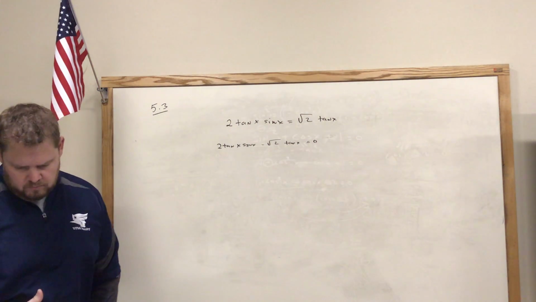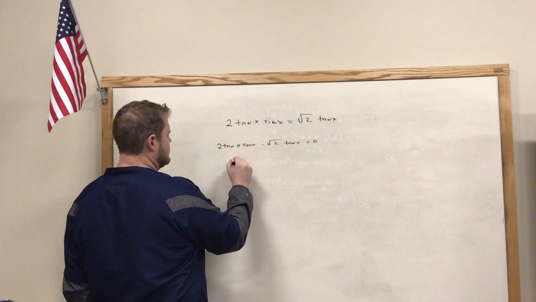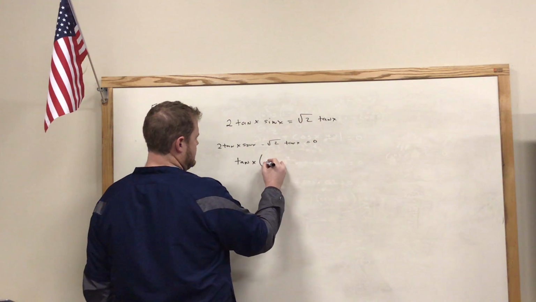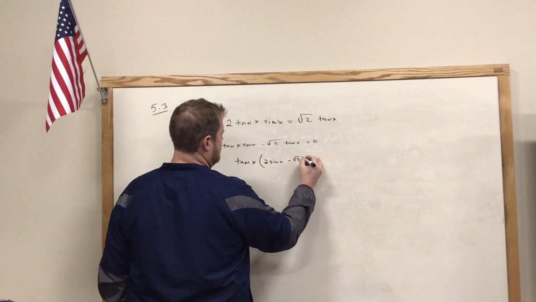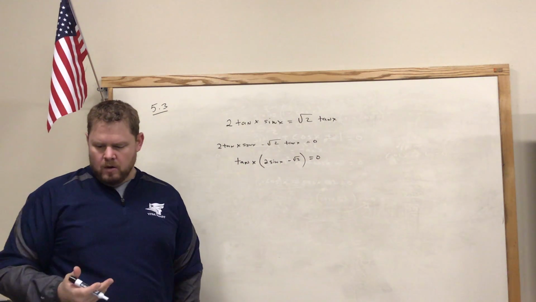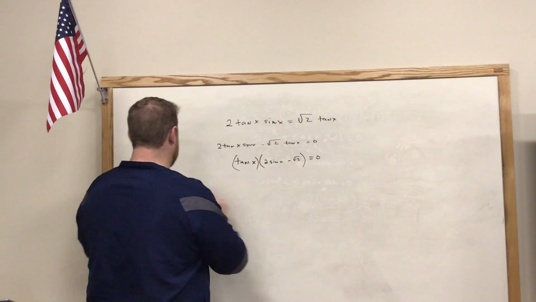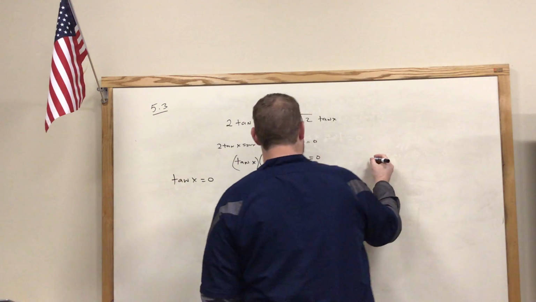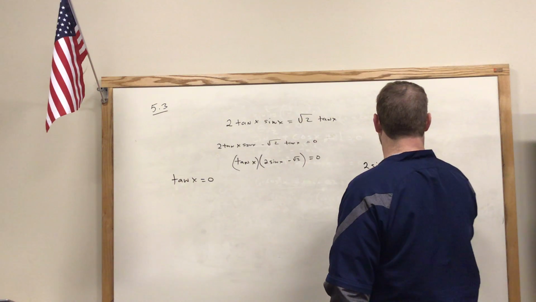Now, remember, anytime you have something like this, the first thing you can do is take out like terms. Tan x times, parentheses, 2 sine x minus square root of 2, equals 0. So, what are our two options? If we break this apart, think about it, two options. Tan x equals 0, one option. Second option is 2 sine x minus the square root of 2 equals 0.